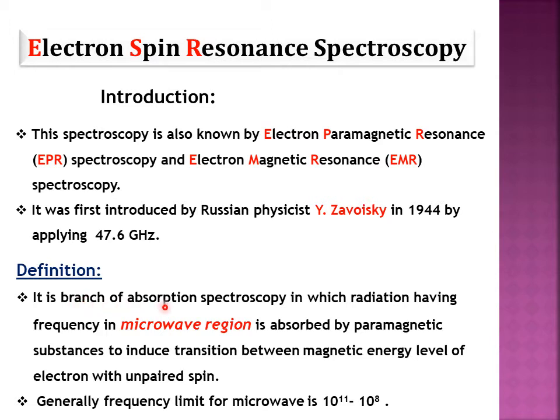In the definition, it is a branch of absorption spectroscopy in which radiation having a frequency in the microwave region. This is very important, because ESR is observed in the microwave region. It is absorbed by paramagnetic substances, because ESR spectroscopy is limited to only paramagnetic substances containing unpaired electrons, to induce transitions between magnetic energy levels. When the electron spin of an unpaired electron interacts with the magnetic field, it induces transitions between levels. Generally, the frequency limit for microwave is 10 raised to 11 to 10 raised to 8.